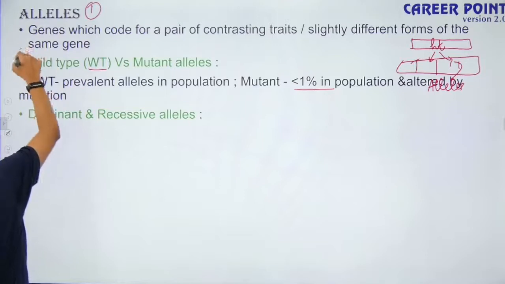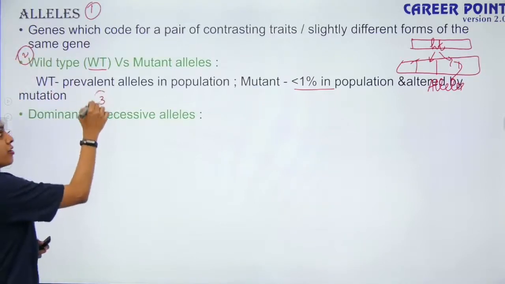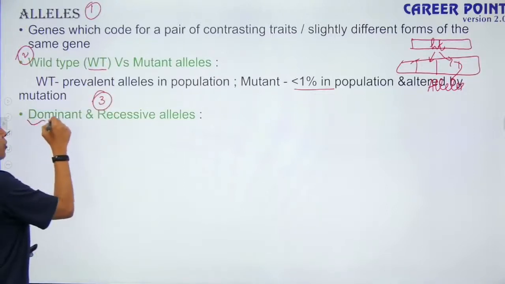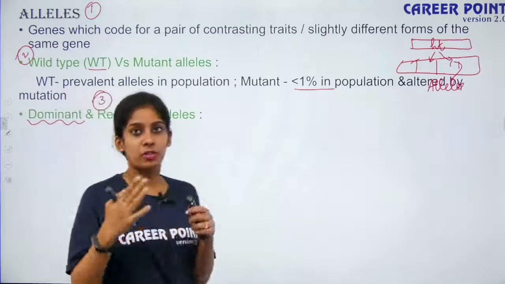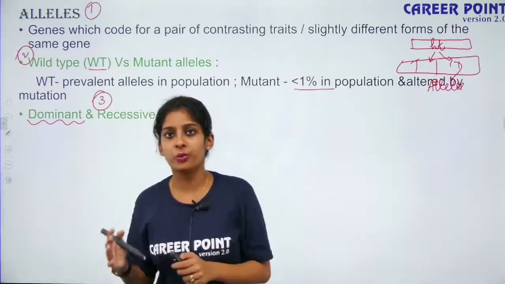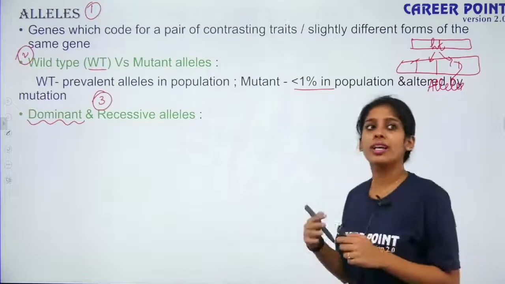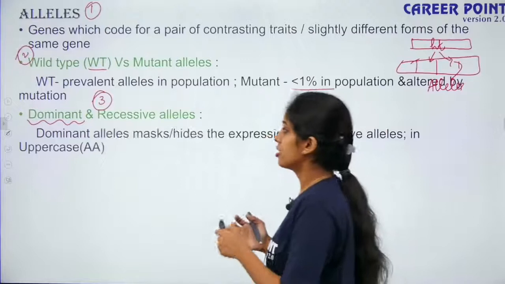So the first term that I wanted to talk to you about was alleles. The second term is wild type and mutant alleles. The third one is dominant and recessive. Literally from the term dominant, you understand what it means, right? It has more power over the other. You can say my brother is always dominant to me. He always bosses over you, but you are very recessive, meaning you accept whatever he does. You give him that position, so that is called dominant.